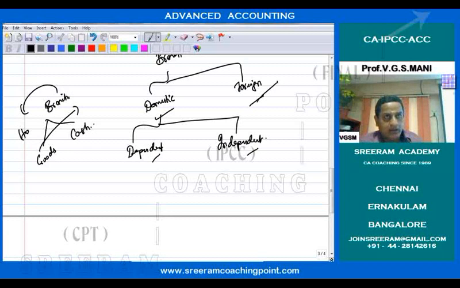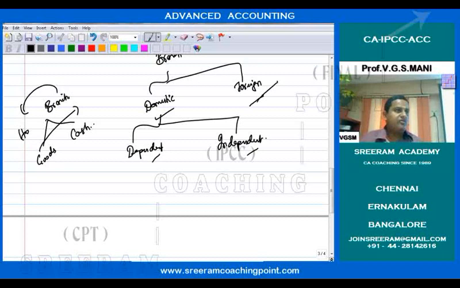If it is a dependent branch, the branch will be receiving goods mainly from head office. Normally, the branch is not allowed to make any direct purchases or production. Sometimes head office may permit. You need to understand, if they receive goods from head office, it is a dependent branch, and if they make their own purchases, it is an independent branch. It is not like that. It is not only one factor which decides whether it is a dependent branch. So many factors are there. One by one we are discussing.